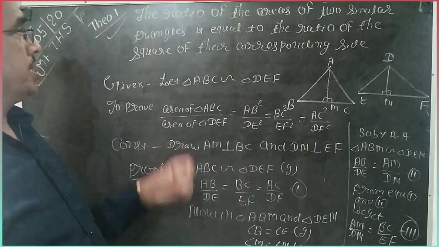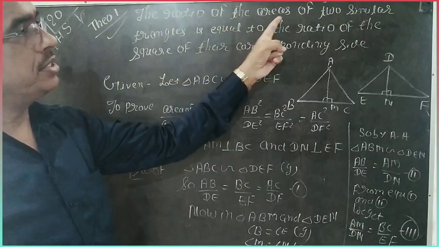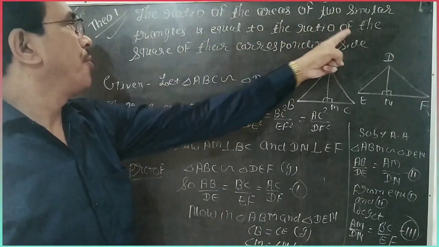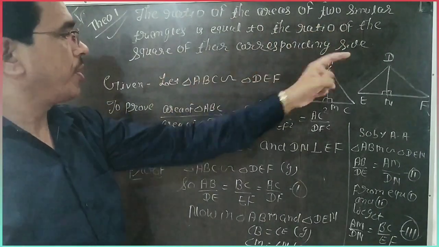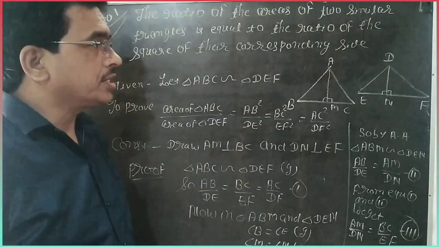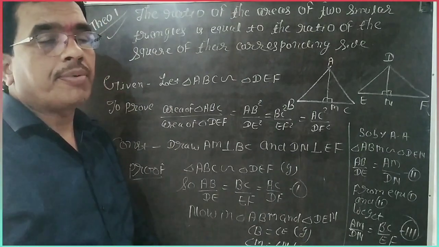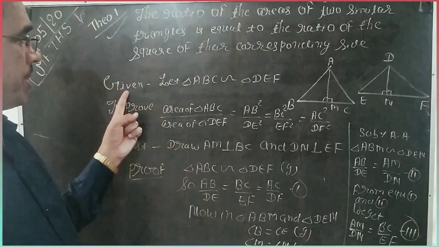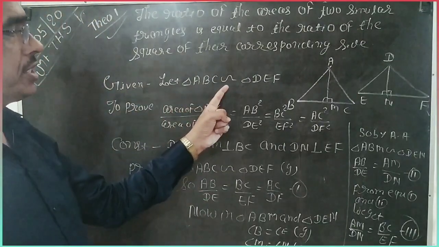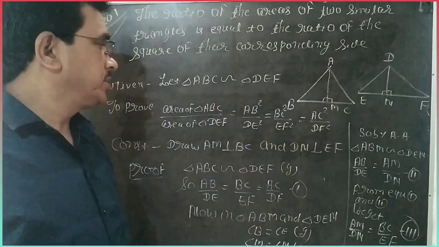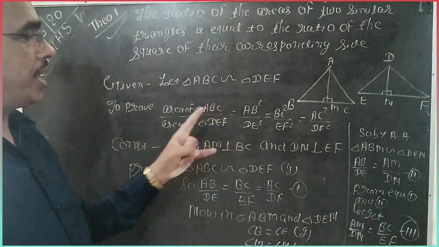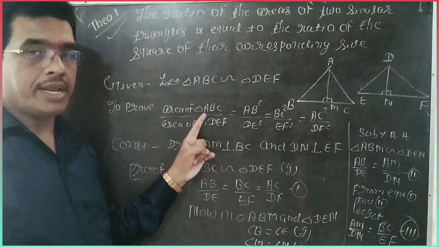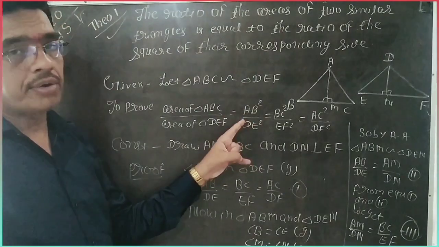Dear students, it states that the ratio of the areas of two similar triangles is equal to the ratio of the squares of their corresponding sides. That means if triangles are similar, then the ratio of their areas is equal to the square of their corresponding sides. So first we write given, that is, let triangle ABC be similar to triangle DEF. To prove: the ratio of their areas, area of triangle ABC by area of triangle DEF, is equal to the square of their corresponding sides.